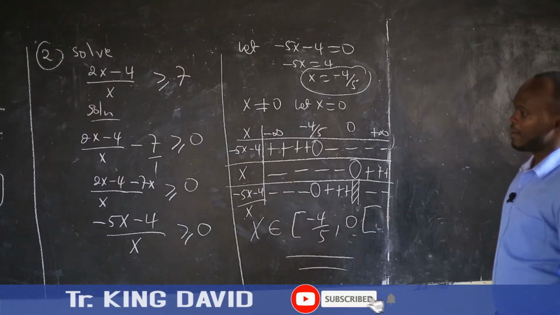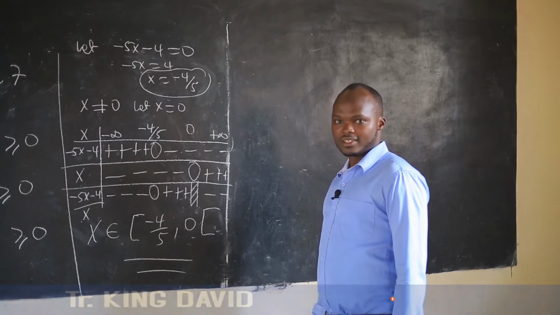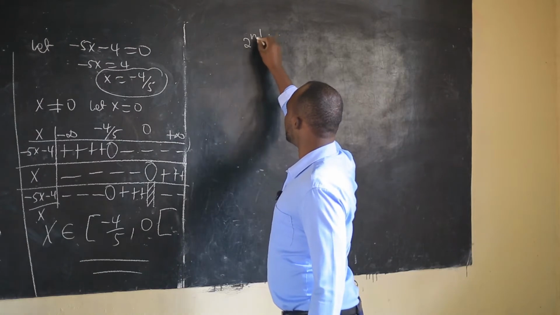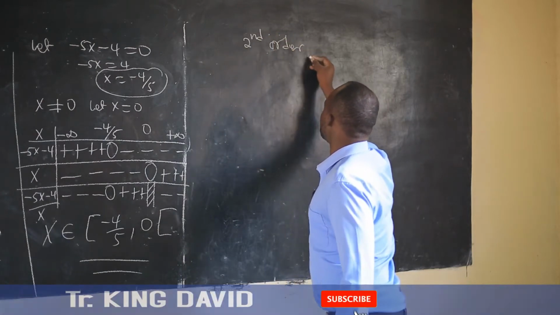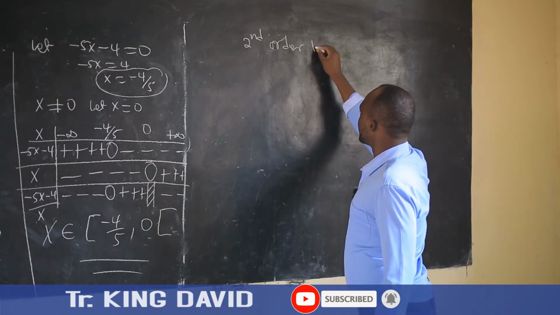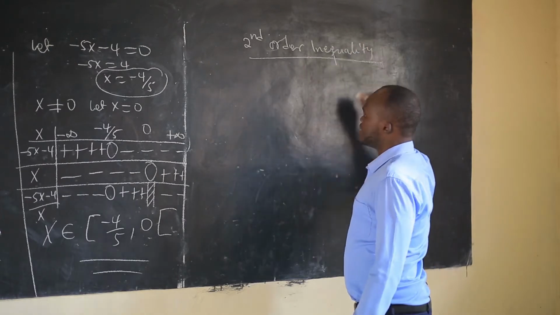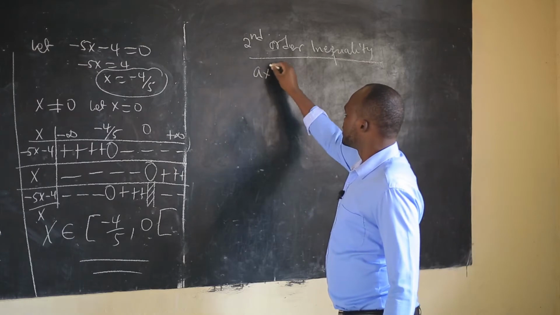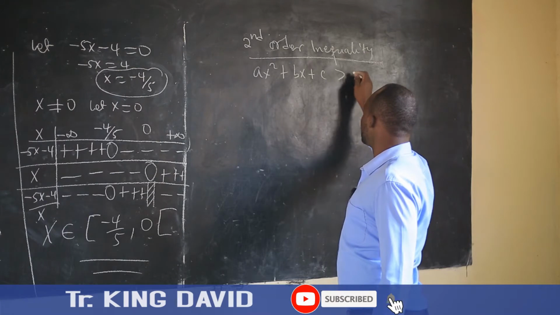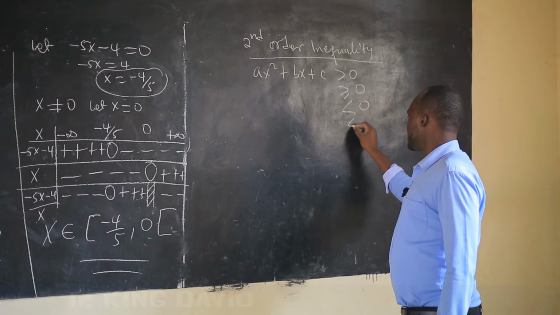So from there, I've been just trying to remind you about linear inequalities, which is the first order inequality. So let's go to second order inequality. Second order inequality gives us quadratic inequality. It is where we have ax squared plus bx plus c greater than 0, greater or equal to 0, less than 0, less or equal to 0.